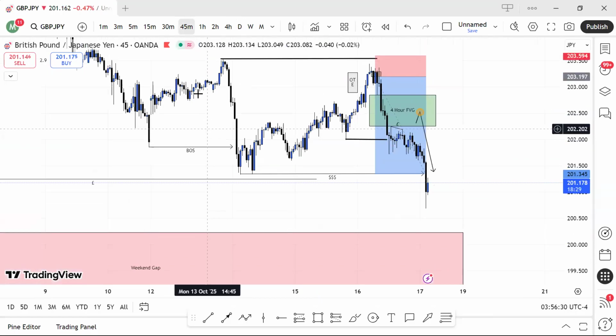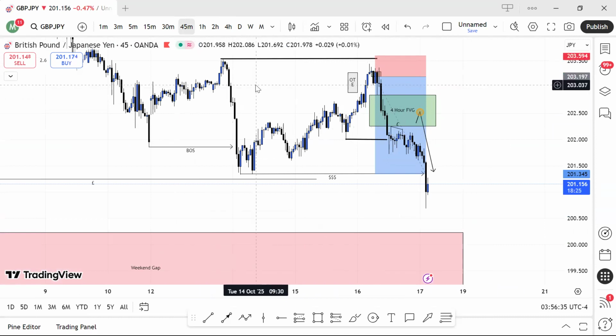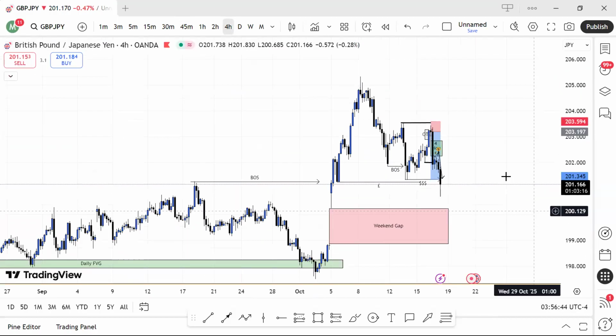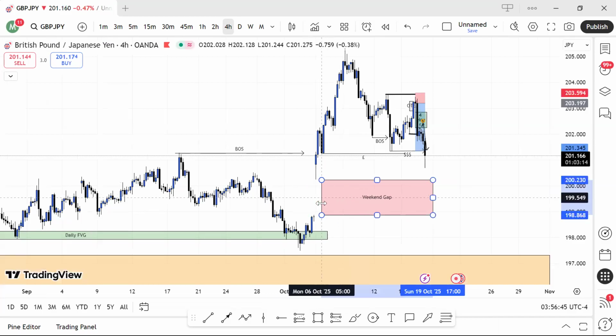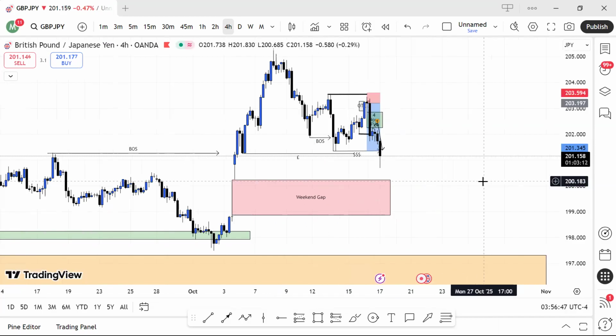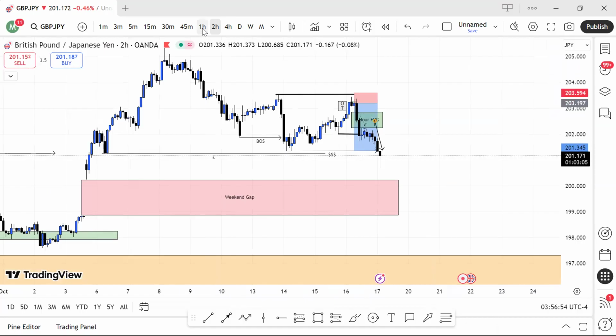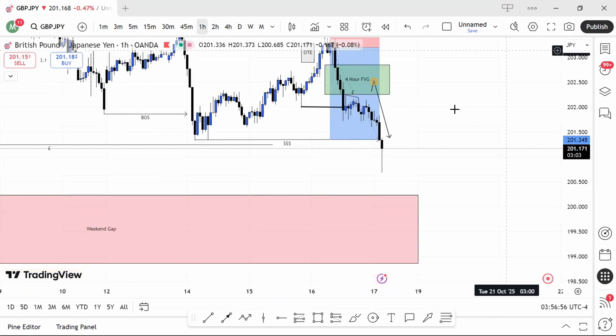So even this is GBP JPY, same things. So we are also bearish. We are typically targeting to take out this weekend gap that is resting here in the market. So that's why we've been selling GBP JPY. So I'm still having some expectation of the pullback.